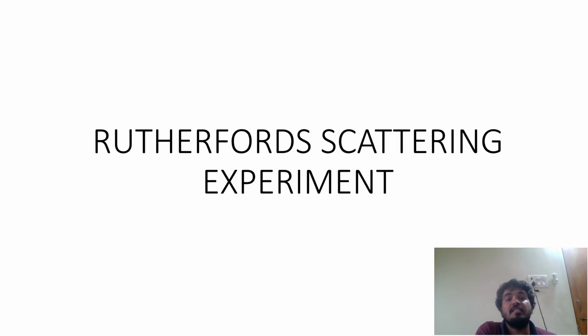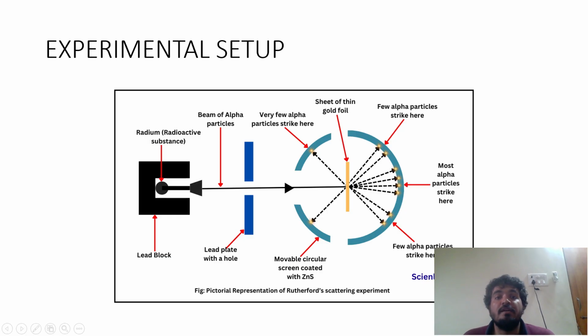Now we will see the experimental setup for the scattering experiment that Rutherford performed. This is the experimental setup of Rutherford's scattering experiment. It consists of a lead block containing a radioactive substance from which the alpha particles are emitted.